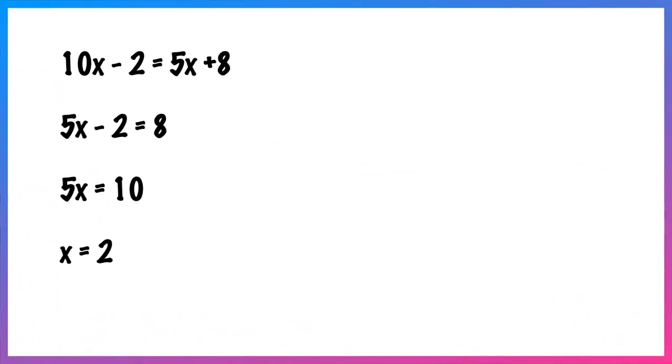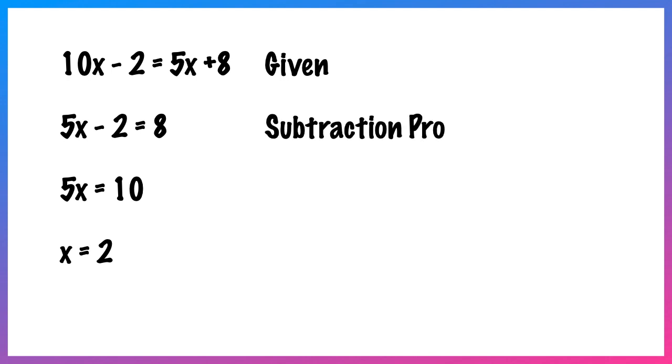Here we're given 10x minus 2 equals 5x plus 8. Remember that first line is always given to us. Then we're going to look at that line and compare it to the next one and see what changed. So that 10x became a 5x, so they've subtracted 5x. So this is the subtraction property of equality.